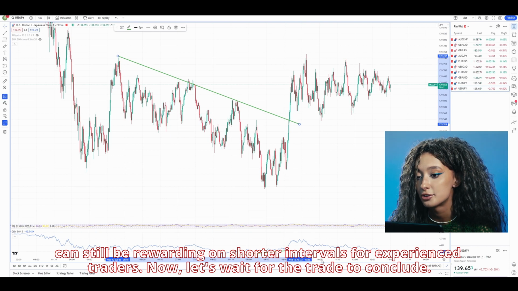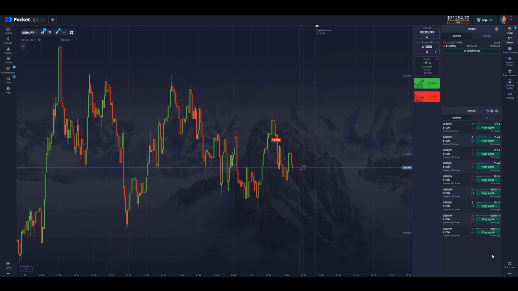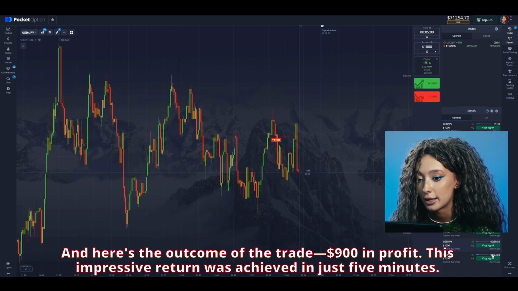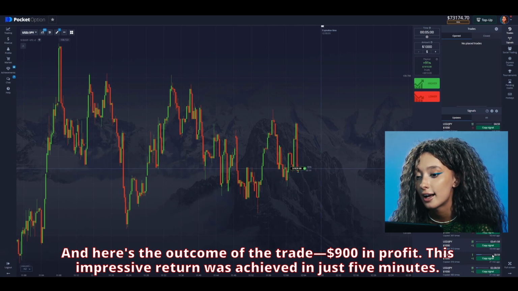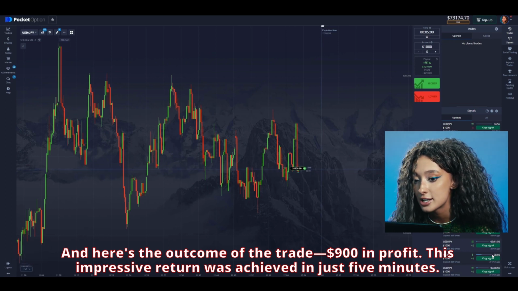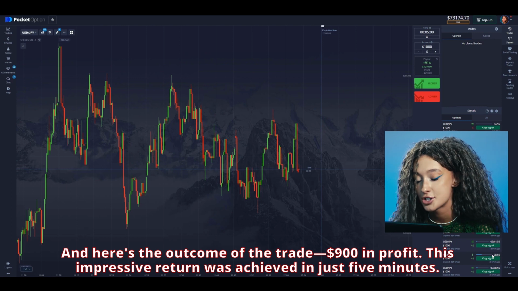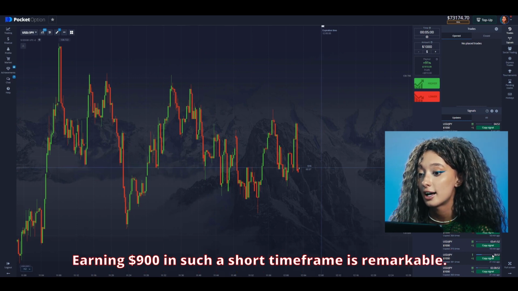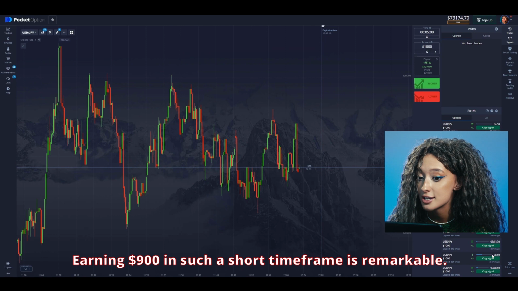Now let's wait for the trade to conclude. Almost there, just 2 seconds remaining. And here is the outcome of the trade: $900 in profit. This impressive return was achieved in just 5 minutes. Earning $900 in such a short time frame is remarkable.